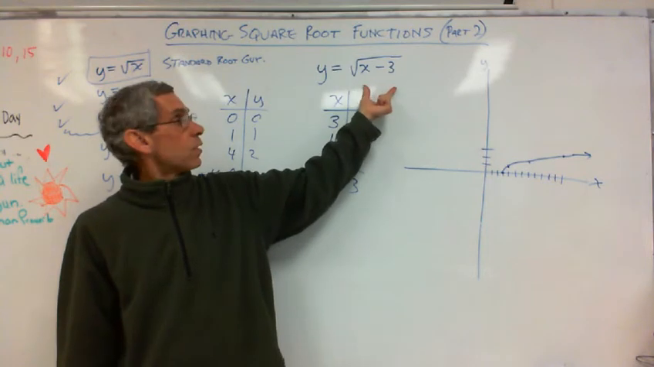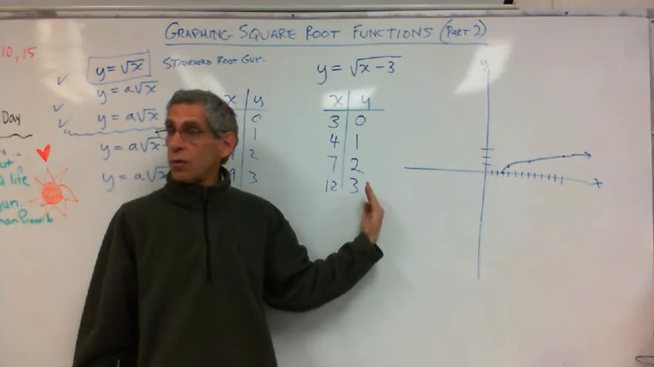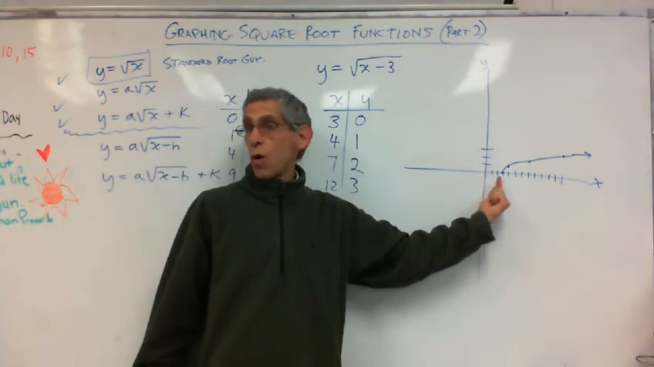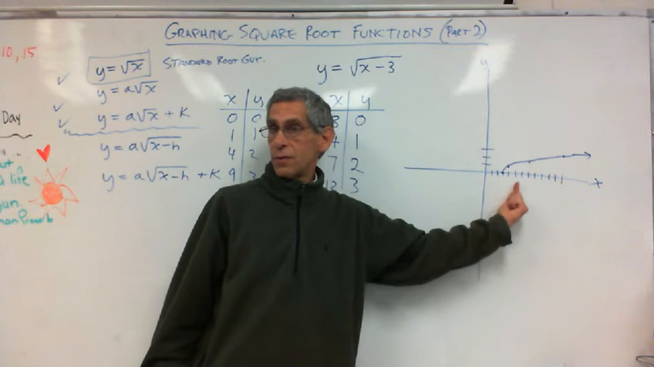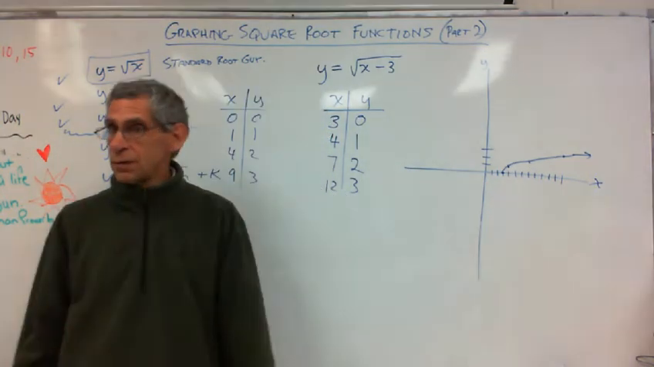To make it 0, what would it be? It would be positive 3, right? So I'm going to move it over. I'm going to take standard root guy and move him over 3 positive. And then that's going to be my new starting point. Does that make sense? Yes.